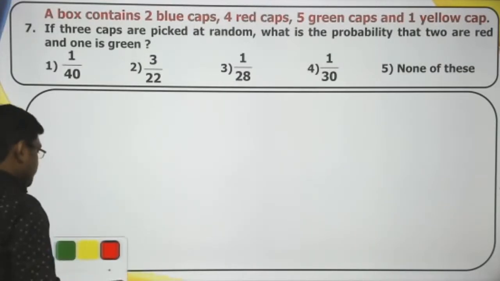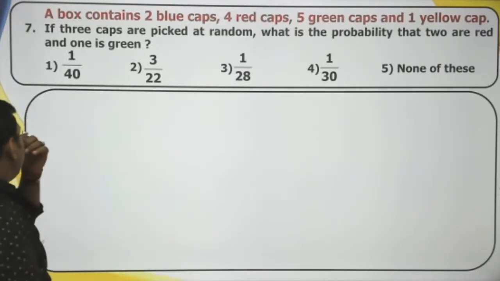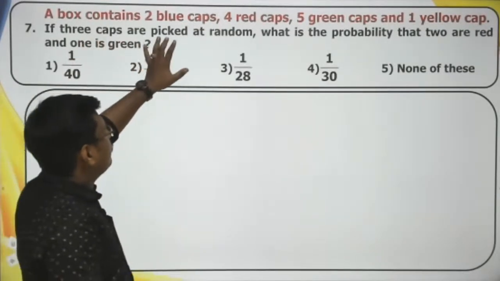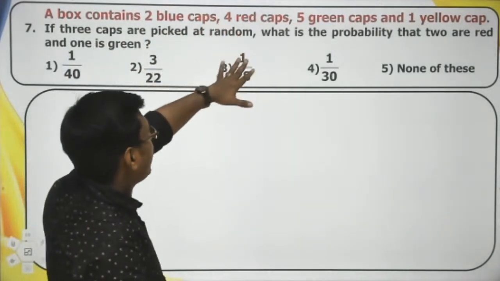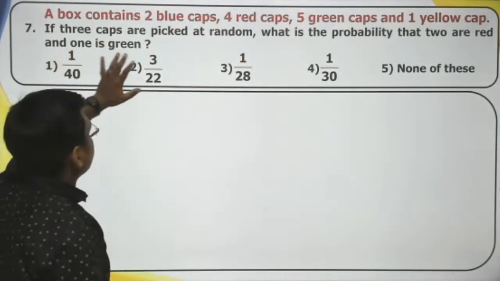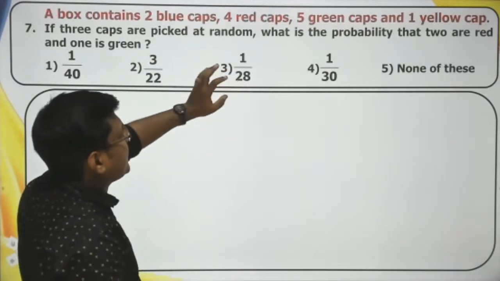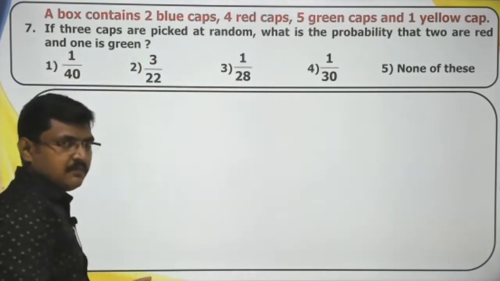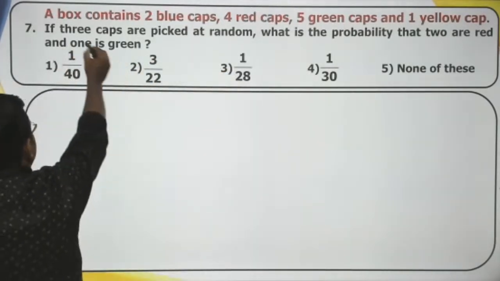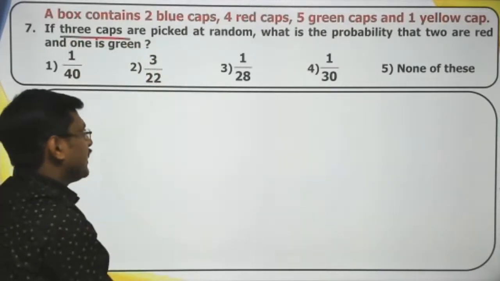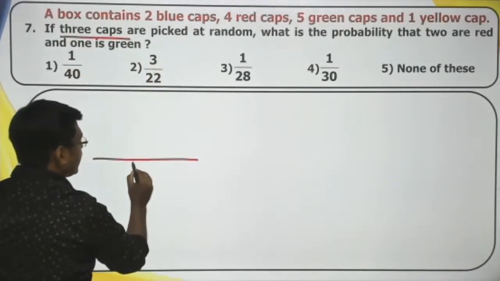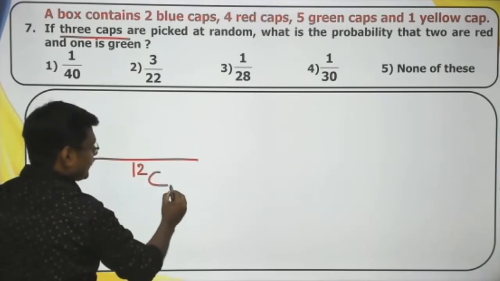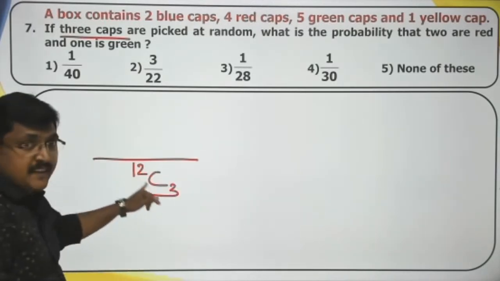So I am explaining this one. Listen carefully. A box contains 2 blue caps, 4 red caps, 5 green caps and 1 yellow cap. If 3 caps are picked at random, what is the probability that 2 are red and 1 is green? Here we are selecting 3 caps. Then for sure we need to write combination, right? So total 12 balls are there. From that 12 we need to select 3. Since we are selecting 3, 12C3.